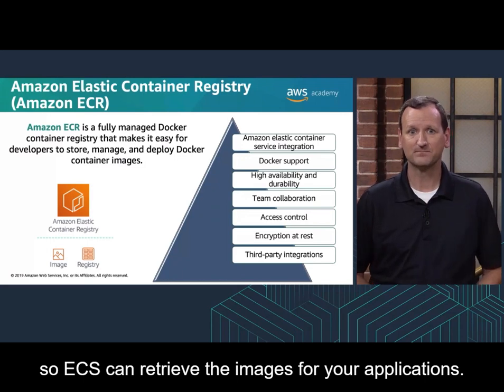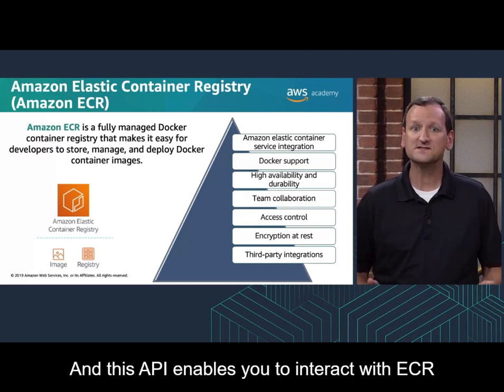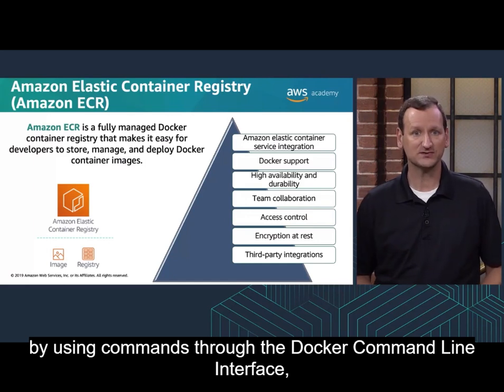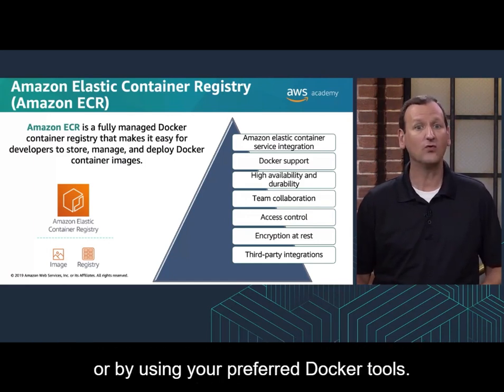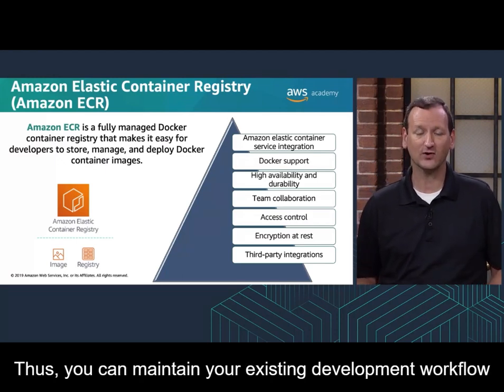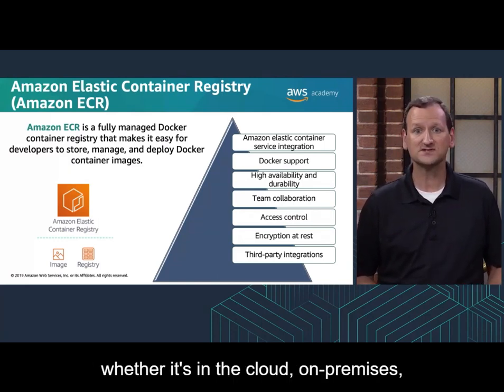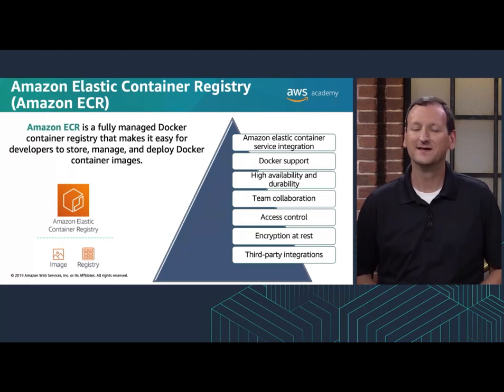You can specify the ECR repository in your task definition, so ECS can retrieve the images for your applications. ECR supports Docker Registry HTTP API version 2, and this API enables you to interact with ECR by using commands through the Docker command line interface, or by using your preferred Docker tools. Thus, you can maintain your existing development workflow and access ECR from any Docker environment, whether it's in the cloud, on premises, or on your local machine.